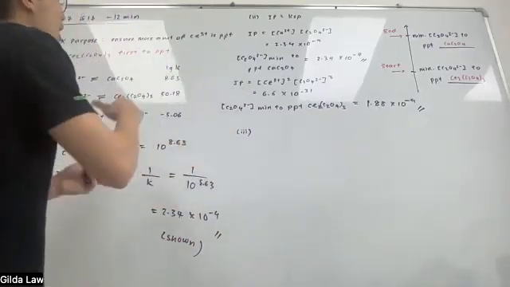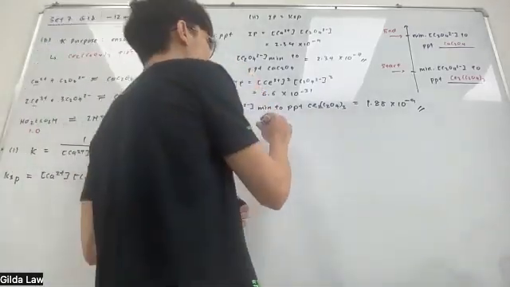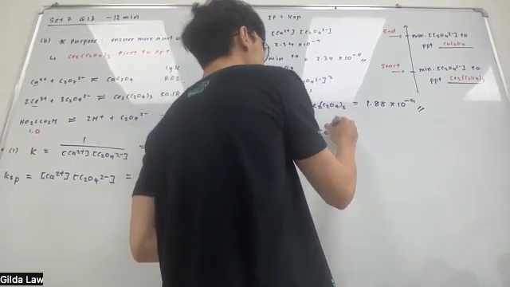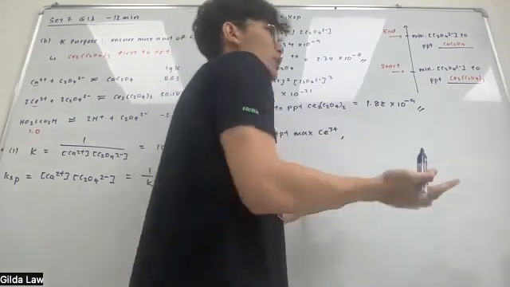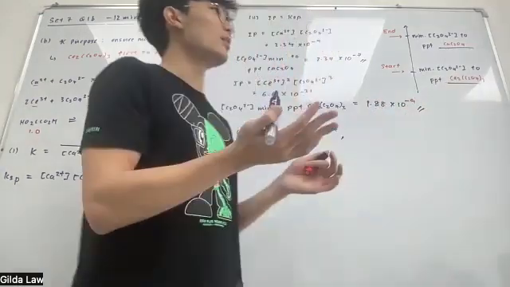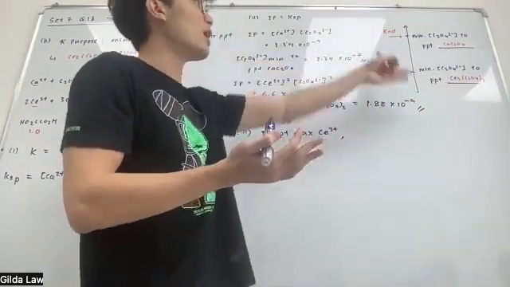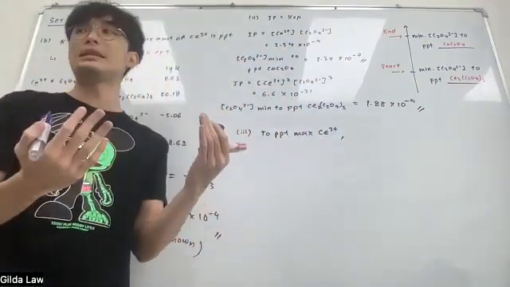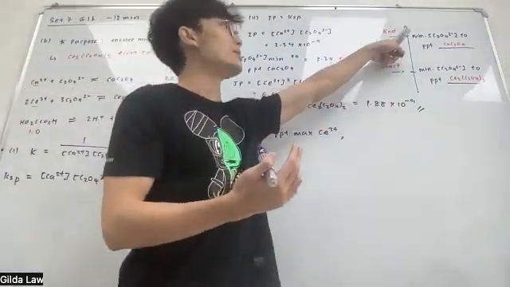Precipitate the max amount of Ce3+. Okay, so guys, go and write this in your answer also. To precipitate the max Ce3+, what do I need to do here? What point on this little graph are we at? The max amount. How do you precipitate the max? It has to be at the end point, right?